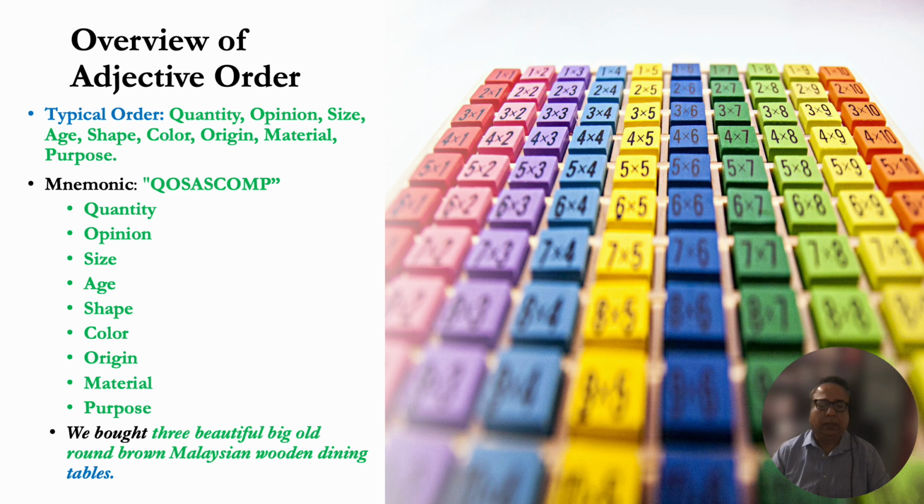tables. The first adjective, 3, is a quantity. Beautiful is an opinion. Big is a size. Old is an age. Round is a shape. As you know, brown is a color. And the origin of these tables, where they were made, is Malaysia, so Malaysian. And the material is wood, so it's wooden. The last one, dining, is the purpose of the table. It is used for dining, as in a dining table. Okay, so let's begin with the first one.